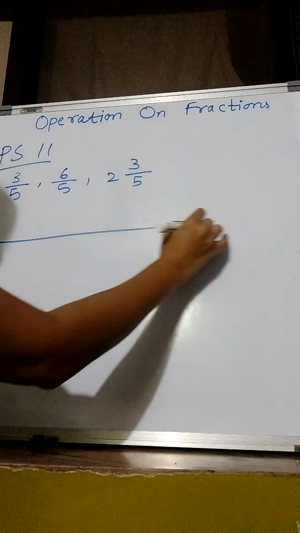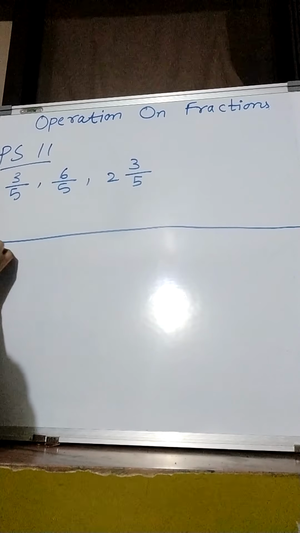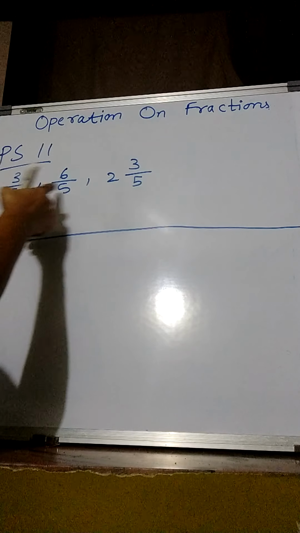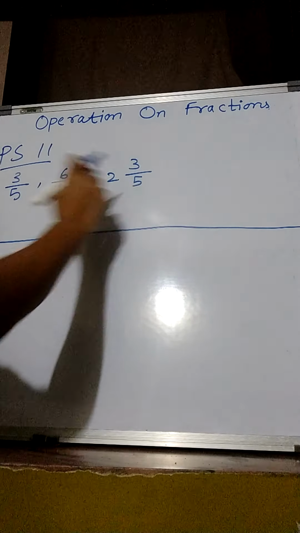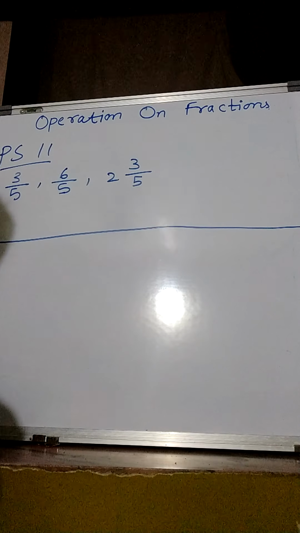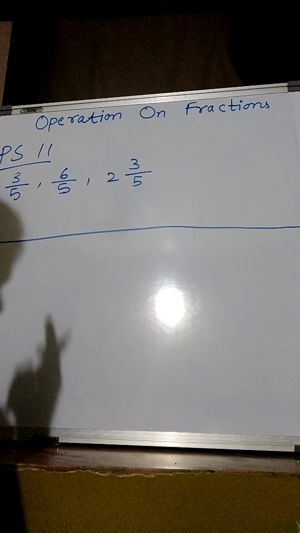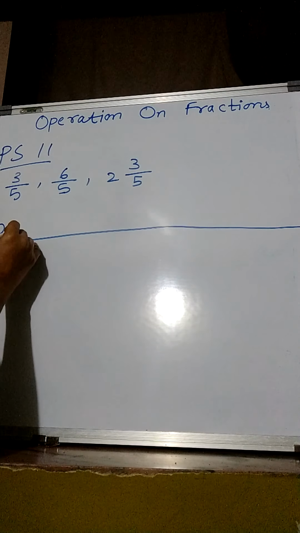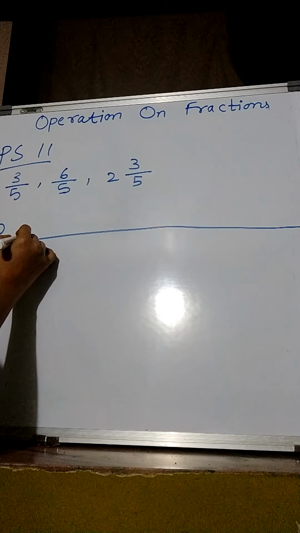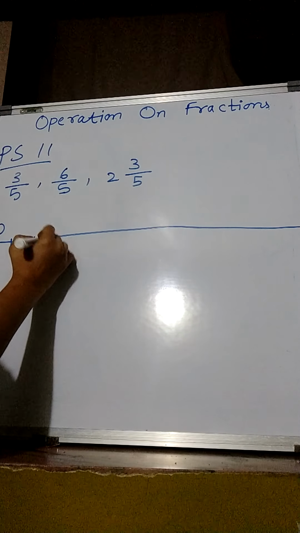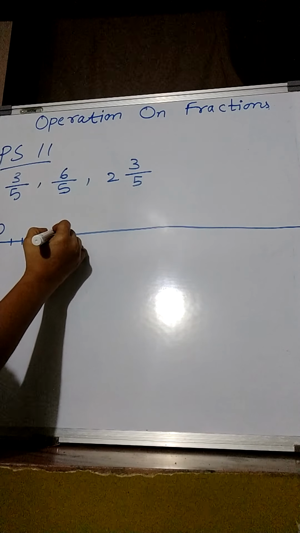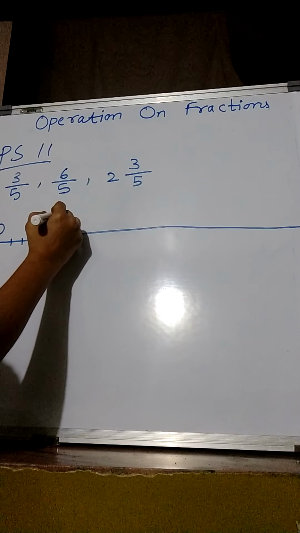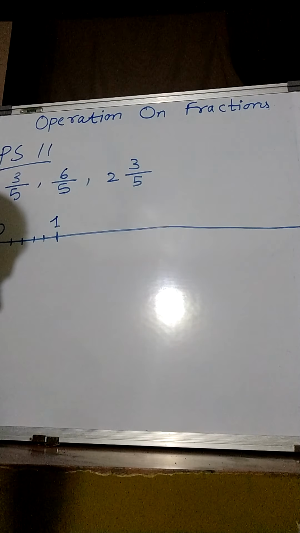Draw your number line first. Use a scale for this. Then see your denominator part. What number is written here? 5. It means between two numbers 5 small parts are there. So here you start with 0, then 1, 2, 3, 4, 5. On the 5th place your 1 is there, right?